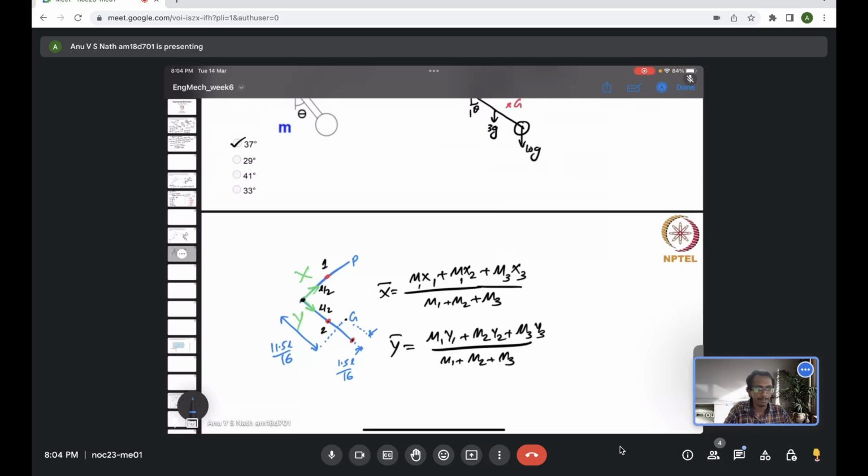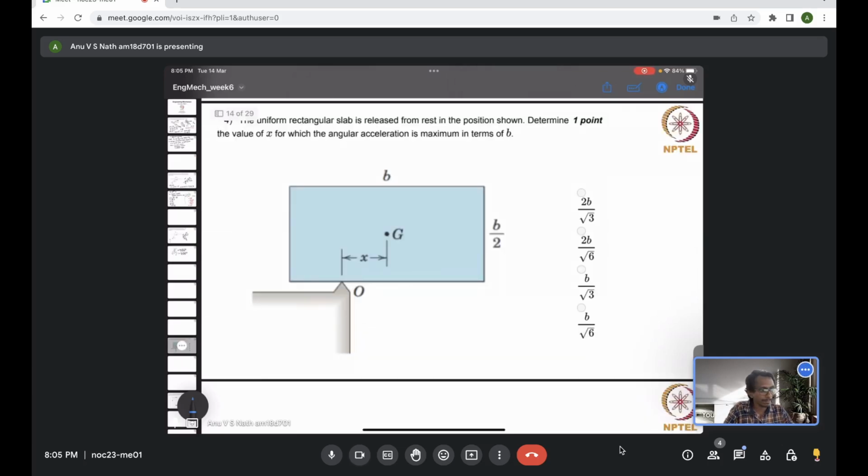So we'll move to the next problem. The uniform rectangular slab is released from rest in the position shown. Determine the value of x for which the angular acceleration is maximum in terms of b. I hope the question is clear. Try to draw the free body diagram, then I will explain how to do this.